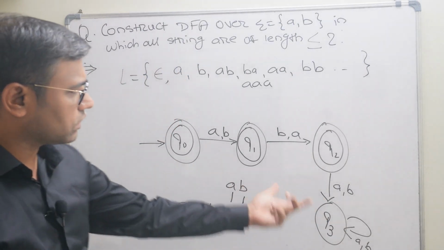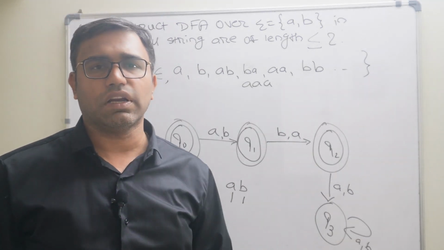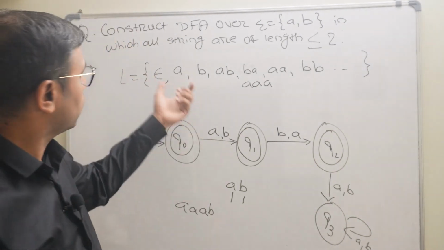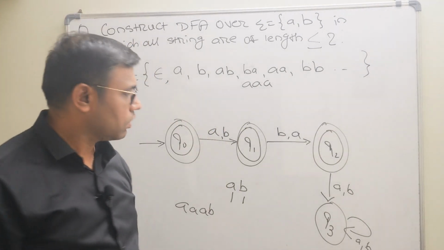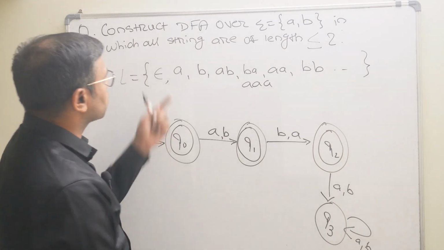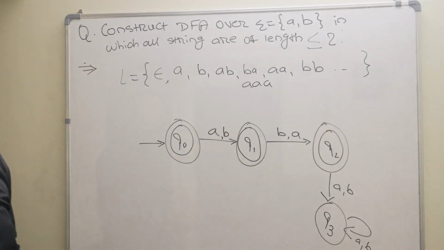So a string is accepted in a DFA when we reach a final state and there is no more symbol remaining, then you can say that the string is accepted. So this is the final DFA which accepts the strings of length less than or equal to 2.